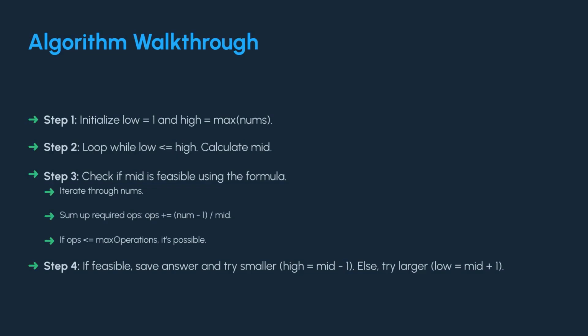The algorithm starts with low as 1 and high as max balls. We binary search the mid-value, and check feasibility by summing operations using the formula for all bags. If the total ops are less than or equal to max operations, we try a smaller answer.